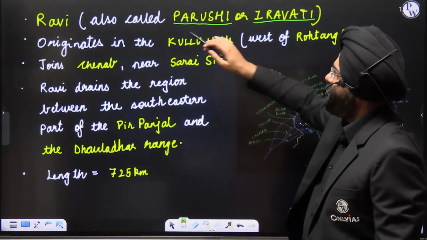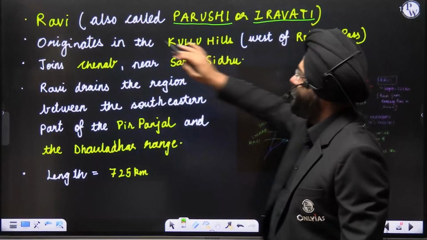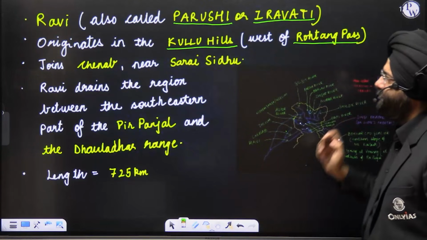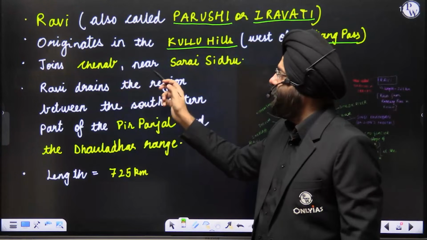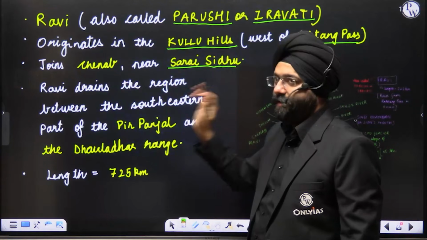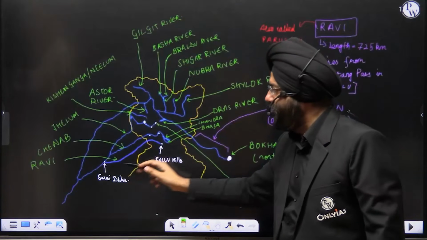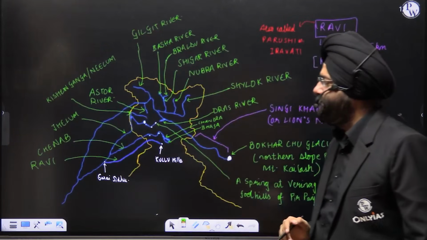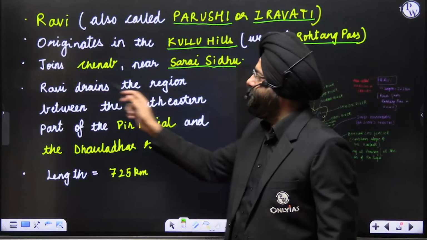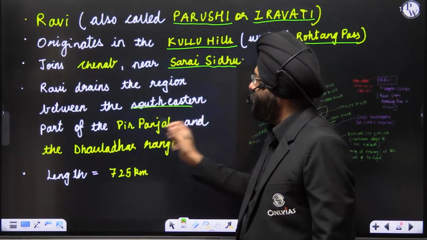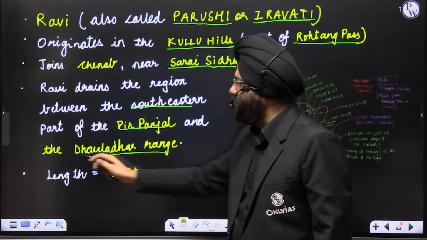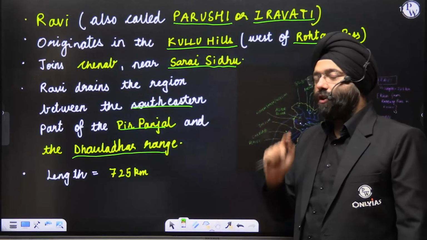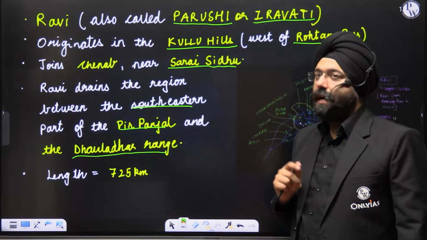Okay. Ravi is called Parushni or Iravati. Where does it originate? It originates in the Kullu Hills west of the Rohtang Pass. It joins Chenab near Sarai Sidhu. This is again an important place which I have marked on the map also. Clear? The river drains the region between the southern part of the Pir Panjal and the Dhauladhar range. Now please understand, this again has become important. When I was talking about Indus, you saw we were talking about Ladakh and the Zaskar range.